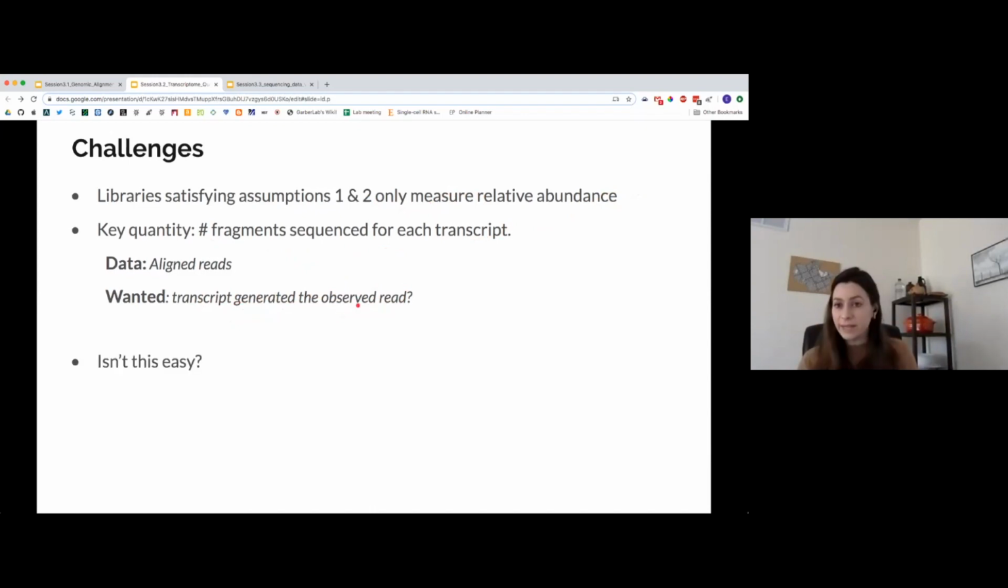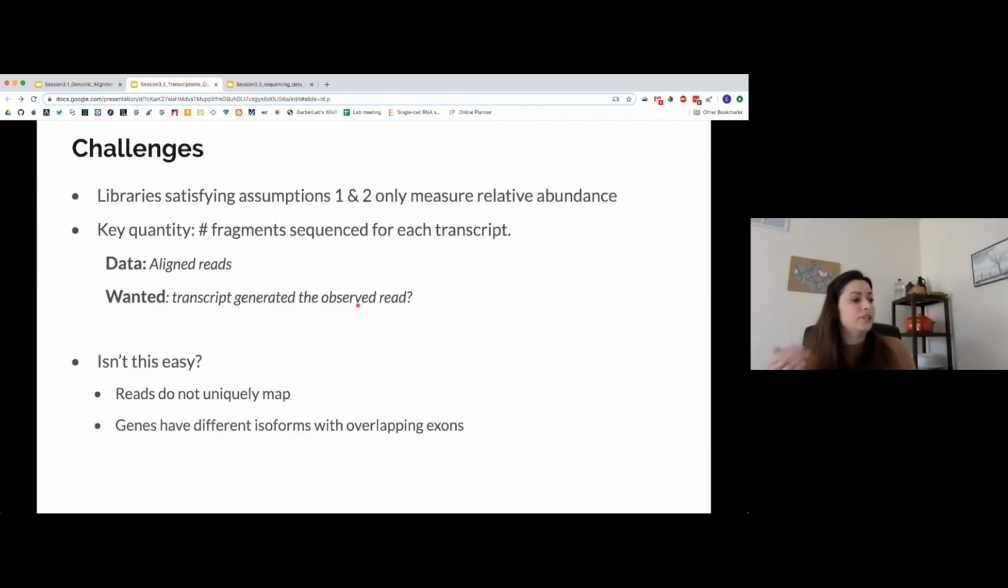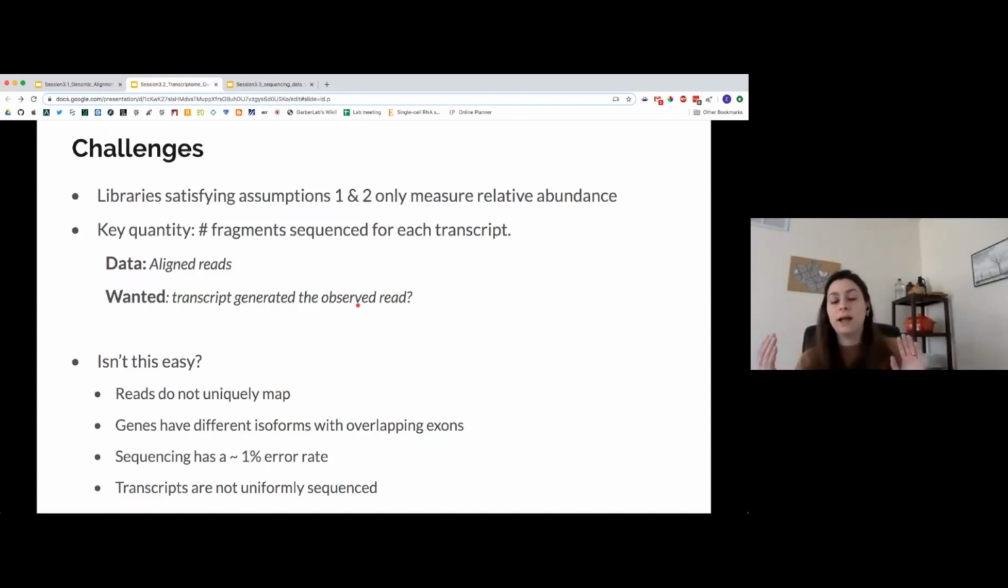So this should be easy, right? I can just count all the reads that I got for a single gene. Well, not exactly, because like we said, the reads don't uniquely map, and the genes have different isoforms with overlapping exons. Also, sequencing has a 1% error rate, which already introduces a little bit more uncertainty. And the transcripts are not uniformly sequenced. For example, there are certain known biases, such as GC content, where a given transcript will not generate the same amount of reads as another transcript with the same length but a different nucleotide composition.